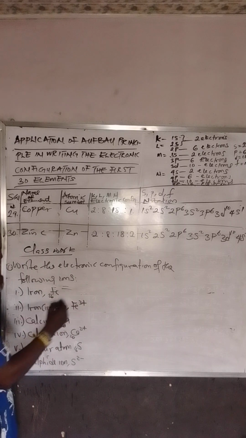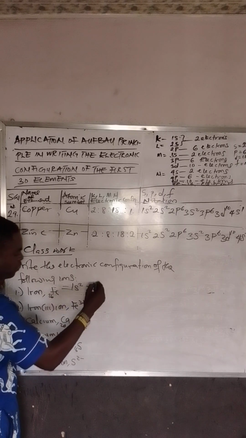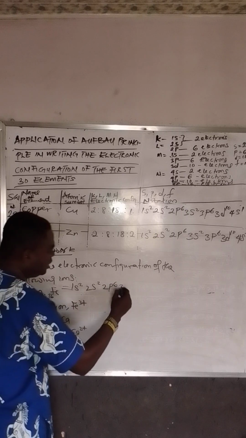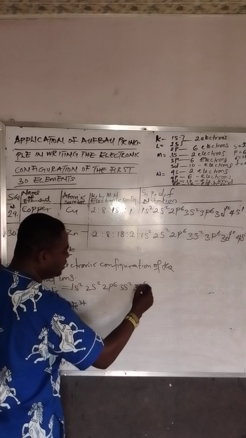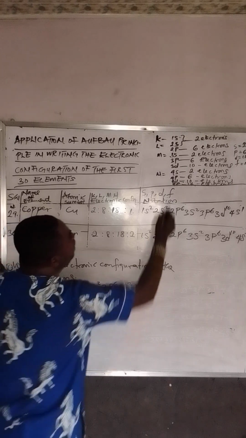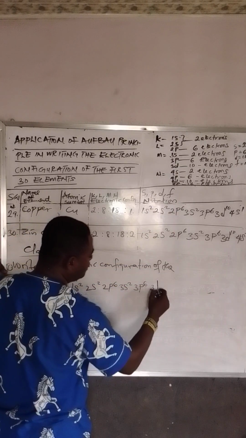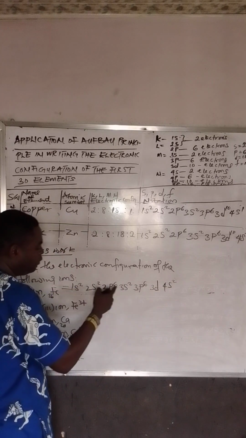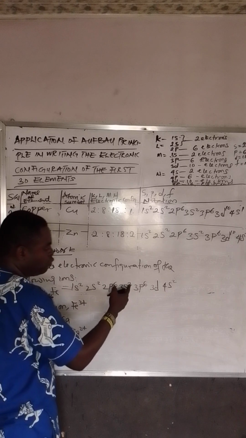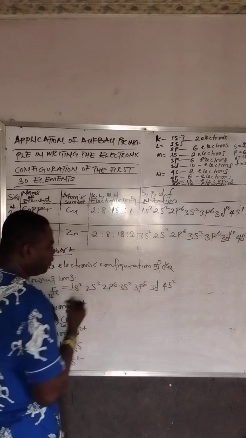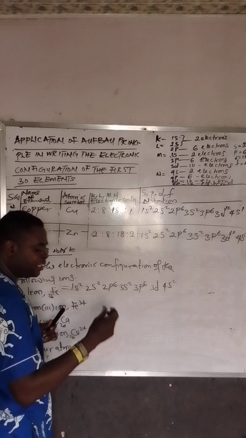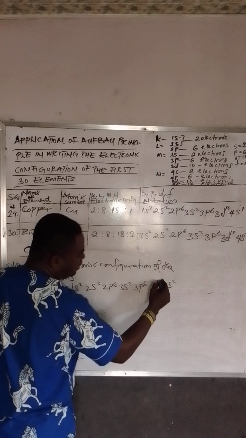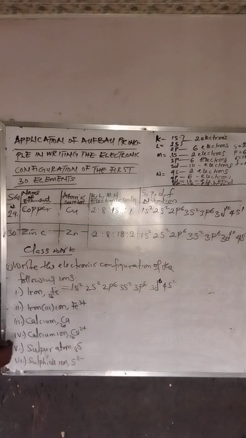This is what we have done before. 1s2, 2s2, 2p6, 3s2, 3p6, 3d, 4s2. 3d what? Let's add up. 2 plus 2 is 4, plus this 10, 11, 12, 12, 13, 14, 14 plus 6, 14, 15, 16, 17, 18, 19, 20. So to make 26, we add what here? 6 here. So that is that. We have done that before.